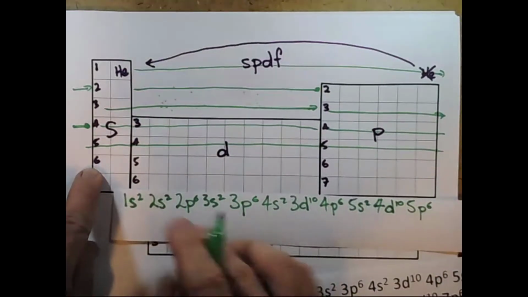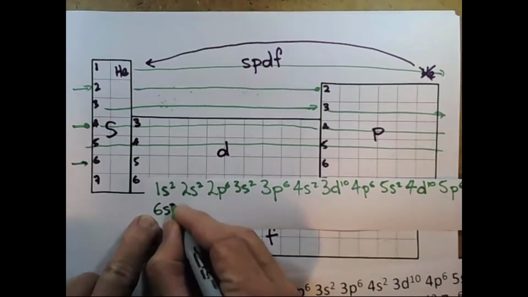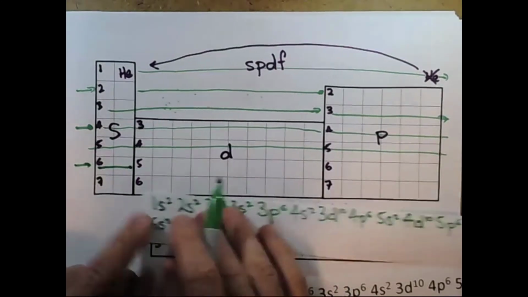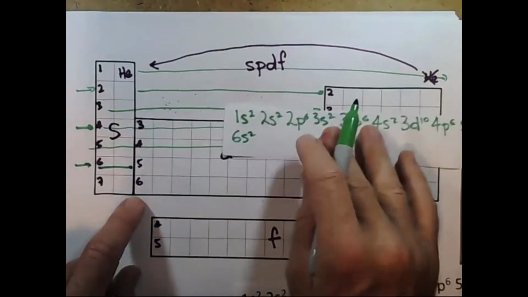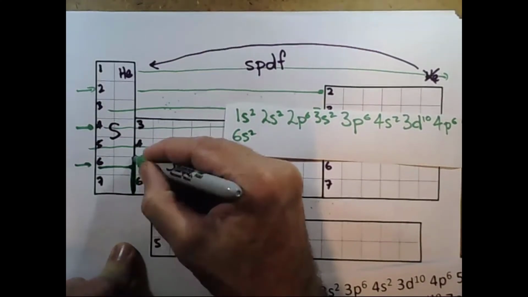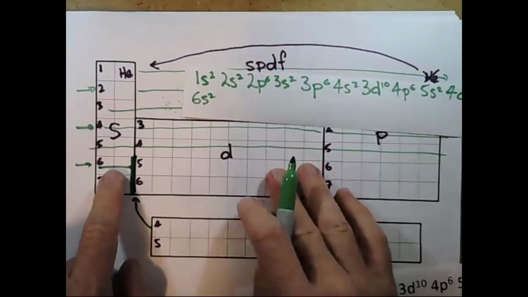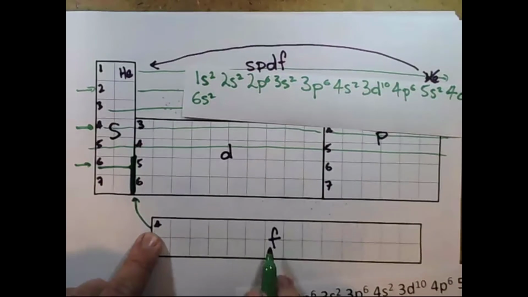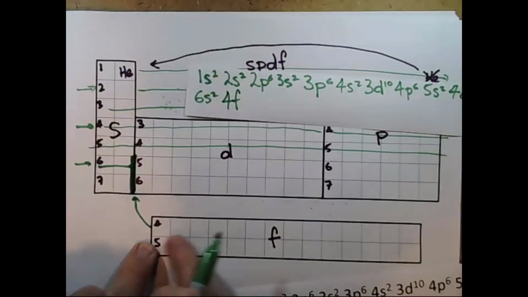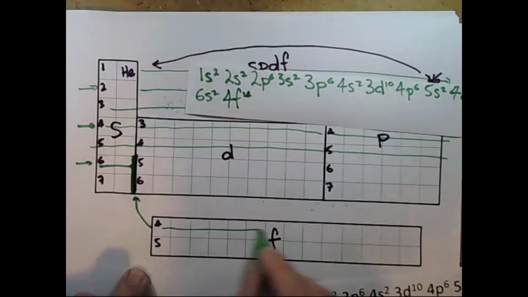So now we're down to this row here, this period here. So we've got 6s2, that takes us to there. Now as we come across here, we're not going into the D block. This is where we have to remember that the lanthanides and actinides actually belong in here. So after 6s2, we're going to go through our F block. So 4f, how many have we got there? We've got 14. 4f14 as we come across the F block.